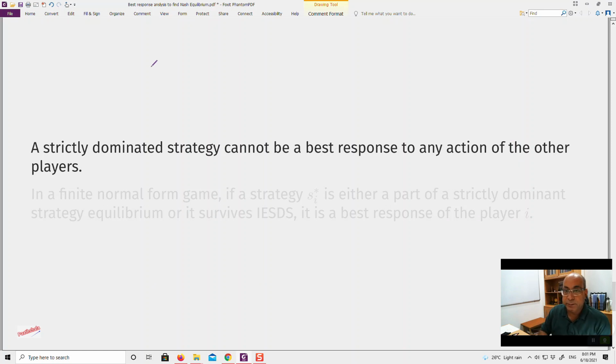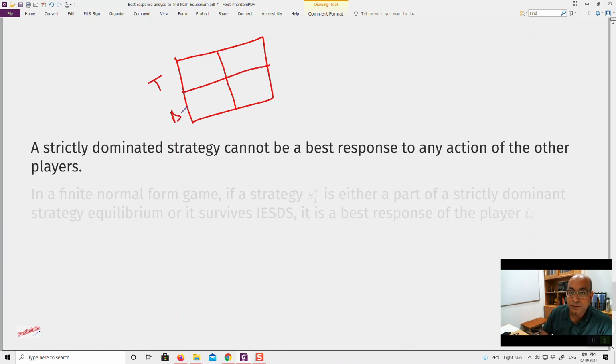Let's quickly draw a game here. So suppose that I draw this particular game. This is top, bottom, left, right. So suppose that the numbers are 0, 2, 1, 1, 1, 3 and 2, 3. So let's look for the best responses here. Against top by player 1, player 2's best response is 3. Fine. Against bottom, the best response is 3.